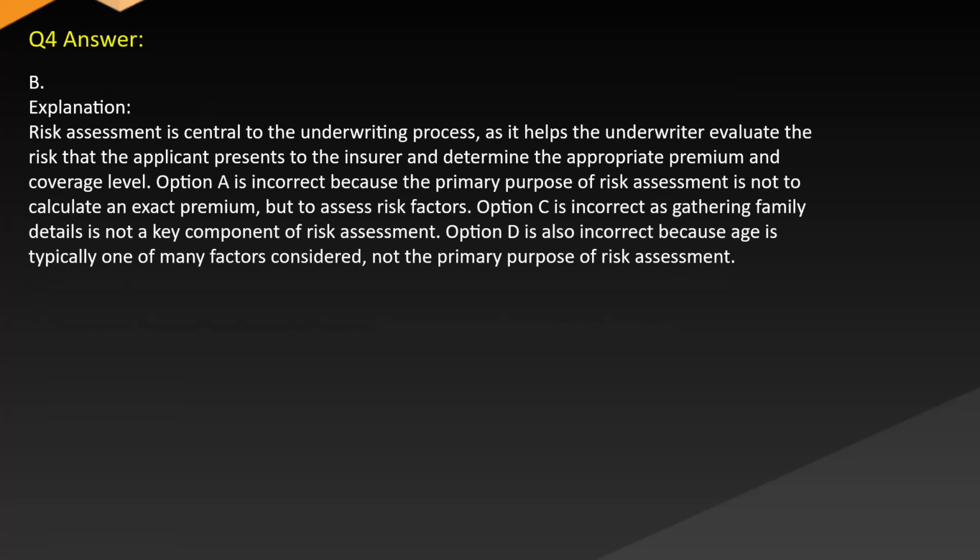Answer B. Explanation. Risk assessment is central to the underwriting process as it helps the underwriter evaluate the risk that the applicant presents to the insurer and determine the appropriate premium and coverage level. Option A is incorrect because the primary purpose of risk assessment is not to calculate an exact premium but to assess risk factors. Option C is incorrect as gathering family details is not a key component of risk assessment. Option D is also incorrect because age is typically one of many factors considered, not the primary purpose of risk assessment.